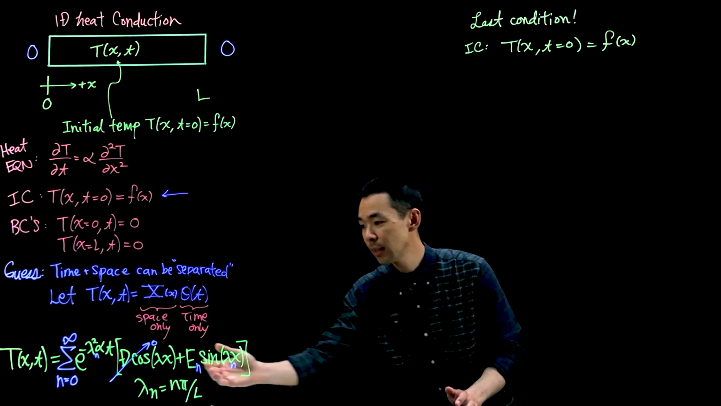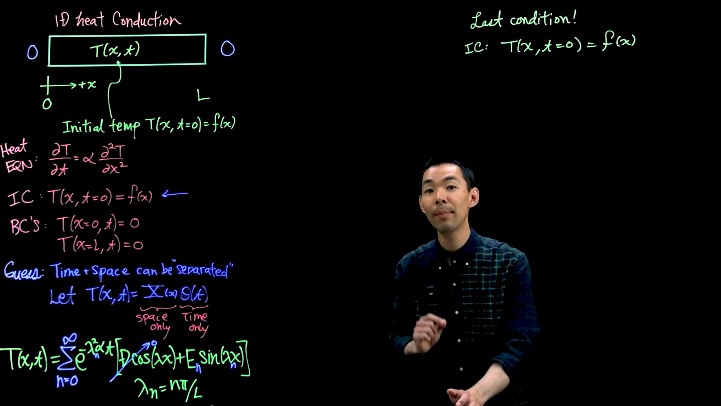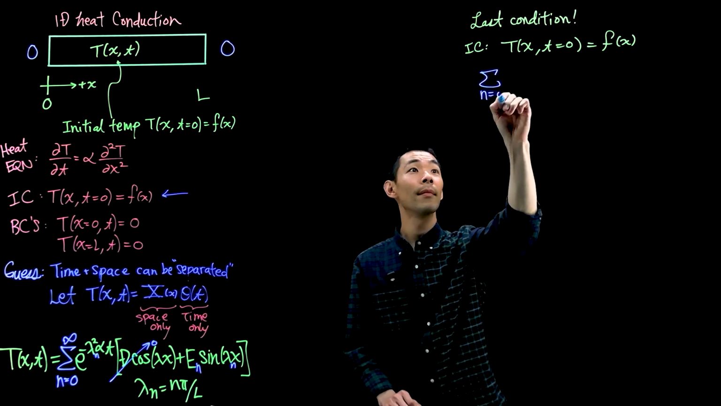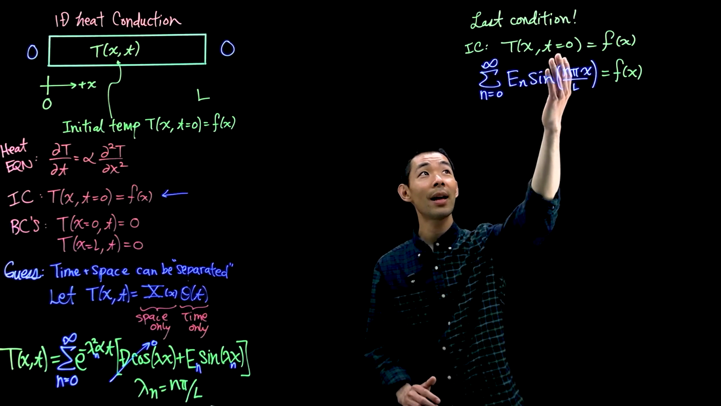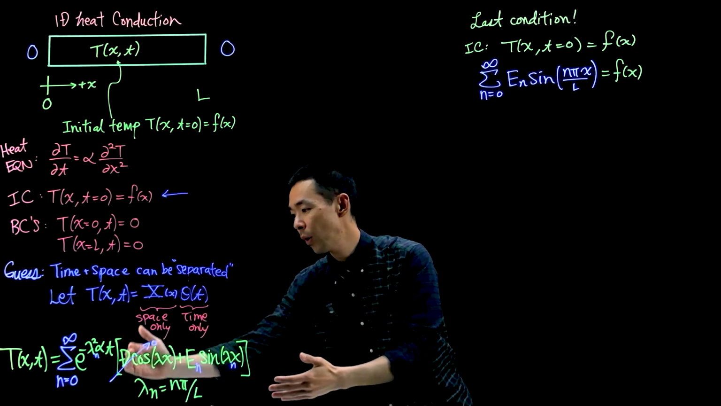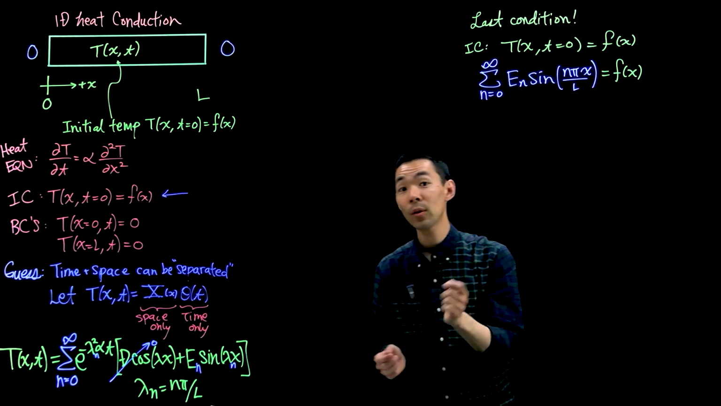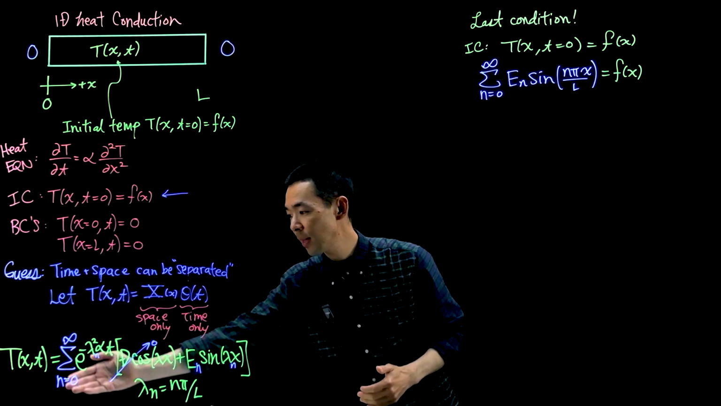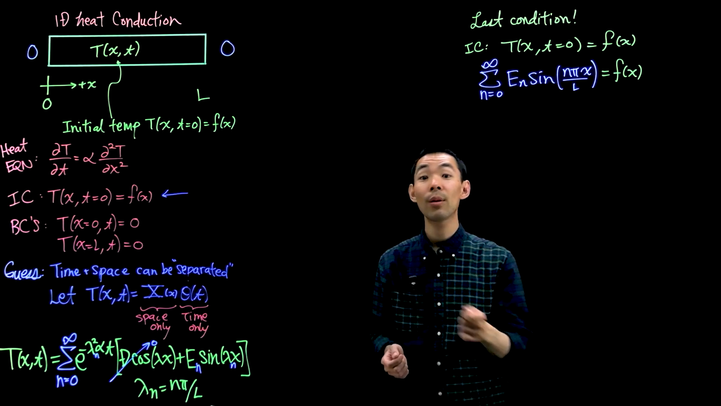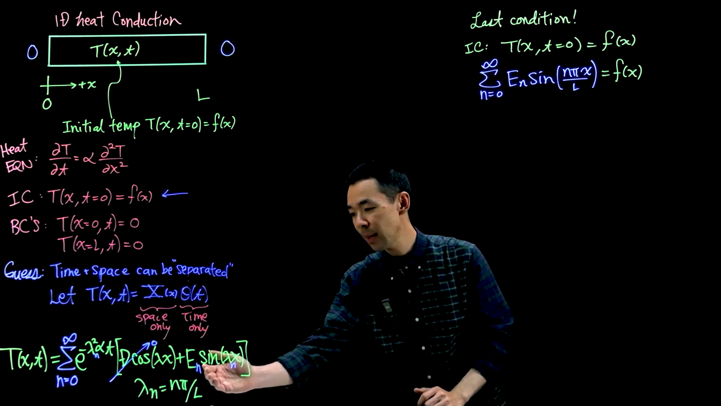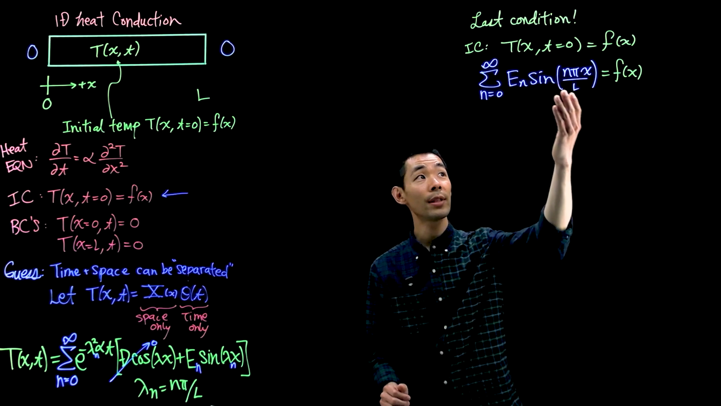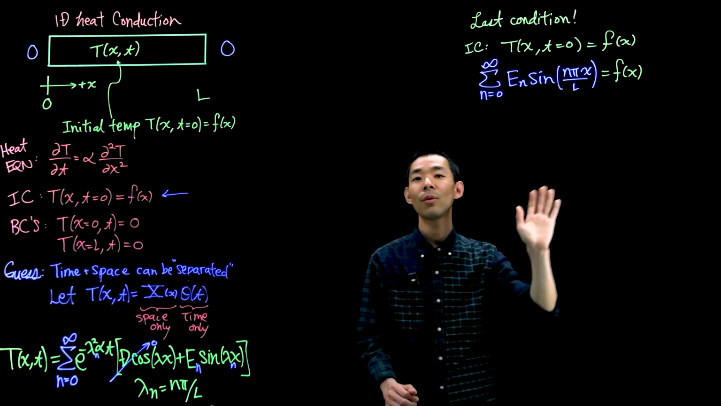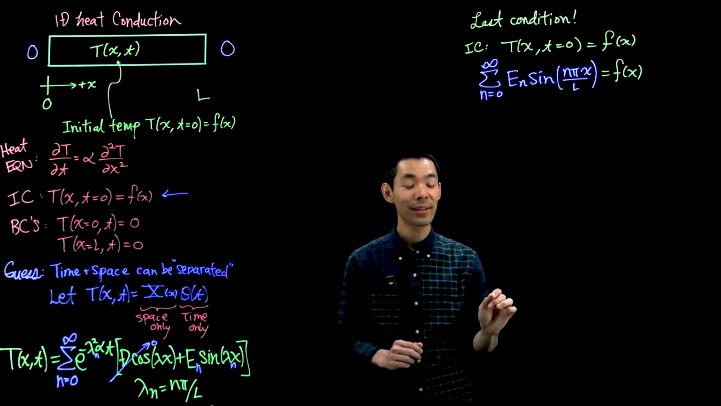We know what that is, e sub n times sine lambda n x. Now we can plug it into this expression and see what happens. All I've done is set time t equal to 0, and therefore the exponential prefactor goes away because e to the 0 is 1. All that's left is the summation over all integer values, 0 all the way to infinity, of e sub n sine lambda n, which is n pi over L times x. All of that is equal to some known function f of x.